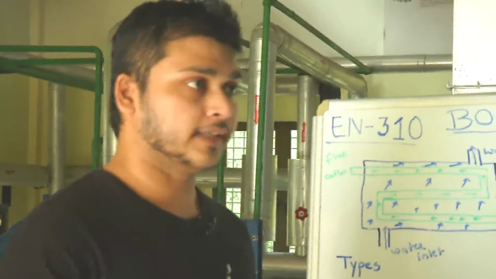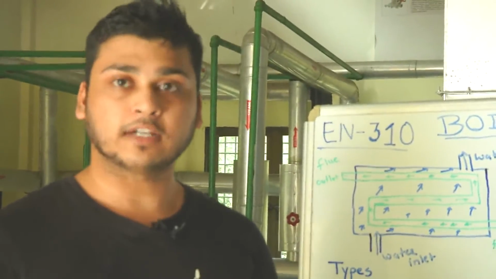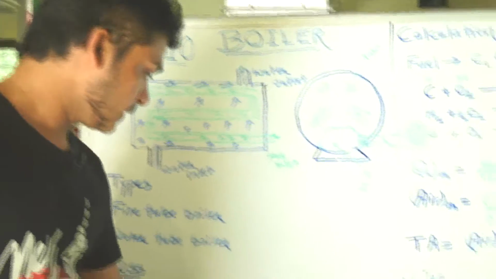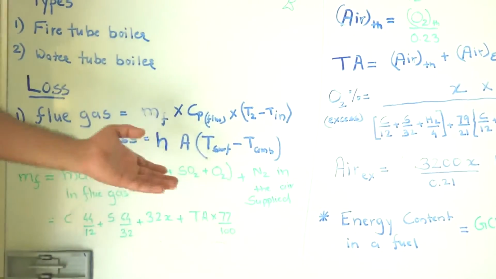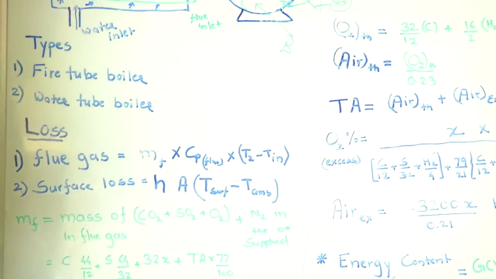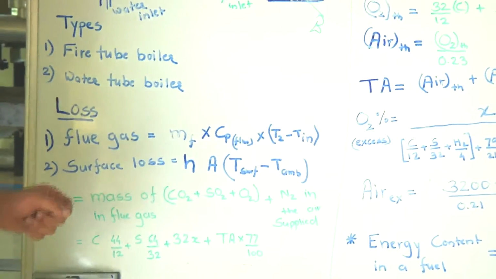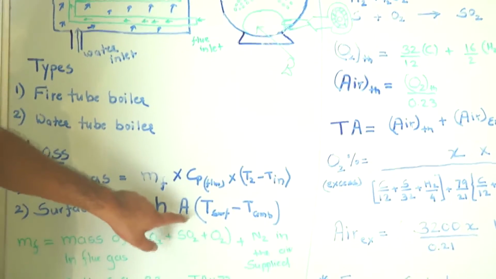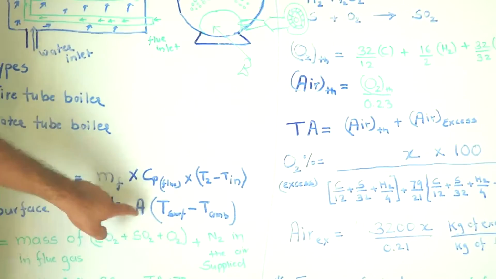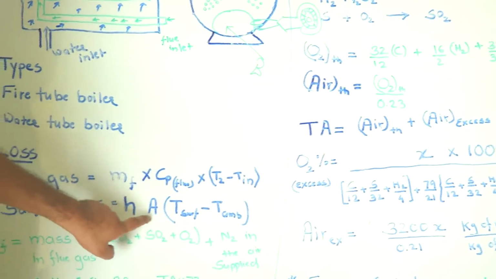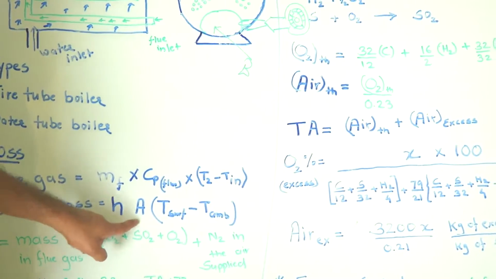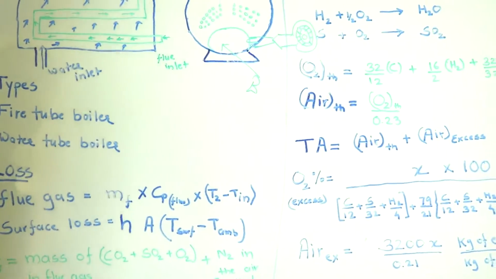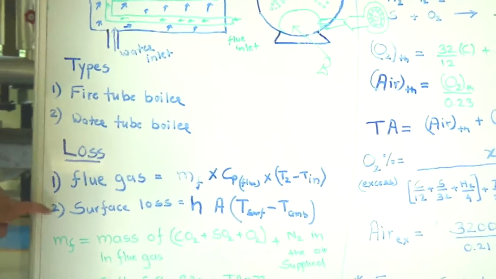So N2 in the air supplied is nothing but, 77% of the air is nitrogen. So we can calculate the N2 in the air supplied: total air into 77 divided by 100 is the N2 in the air supplied. In this way, we can calculate MF, and here A is the surface area of the boiler. So we can calculate it with the help of the dimensions of the boiler. We will provide that in the manual, and we can calculate that surface area. That's it. These two things are important: flue gas loss and surface loss.